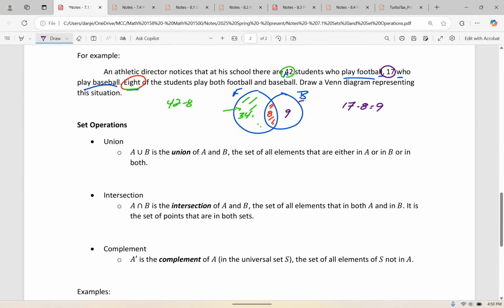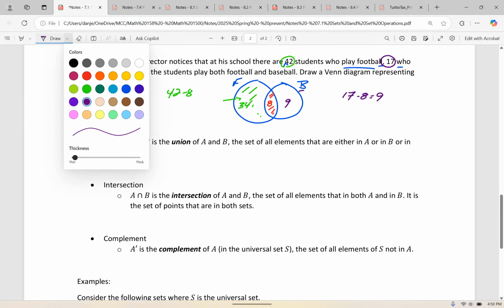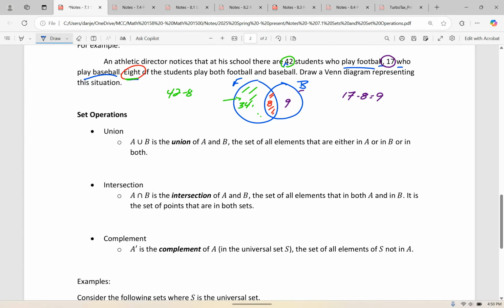Fairly short video here. We're just going to talk real quick about operations. Union. Union is or. Okay? Union means or. So A union B. This symbol means union. It almost looks like a U. That's A union B. That's the set of all elements that are either in A or in B.